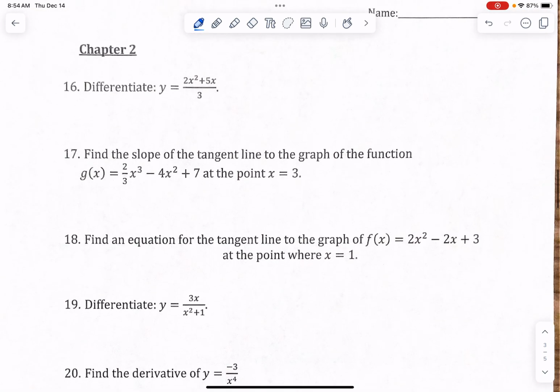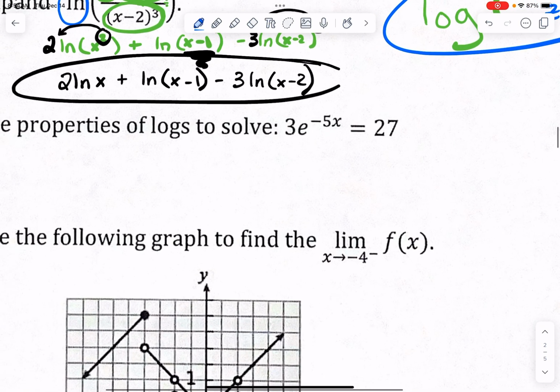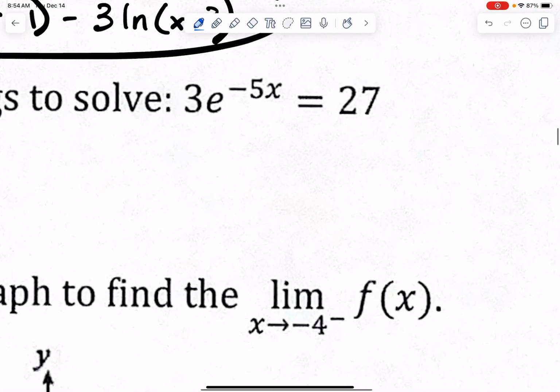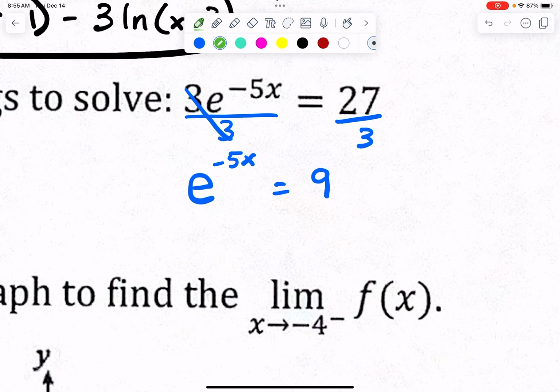So starting with number 14, we're still doing log stuff, and so using logs to solve for x. And we have to use a log to solve for x because x is in the exponent. So the first thing that I'm going to do is divide by 3 to get him gone so that e is the only thing left on that side. So I have e to the negative 5x, and then equals 27 divided by 3 is 9. And then what I can do to get rid of e is I can do ln, and that will cancel those out.